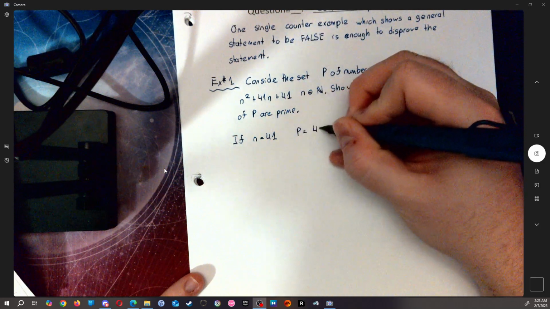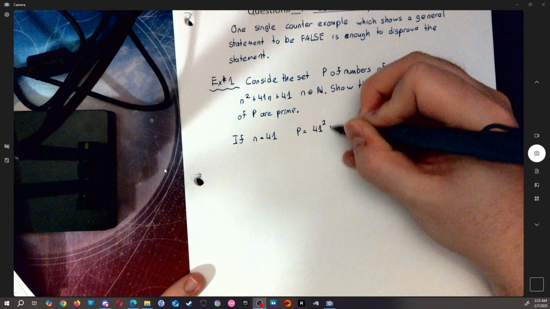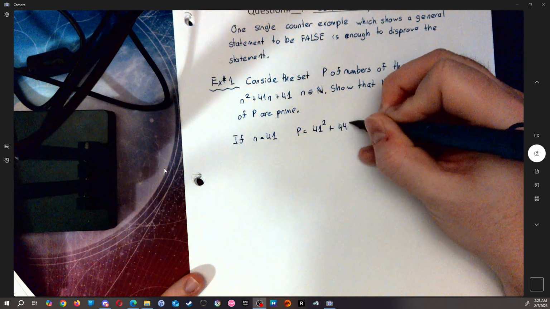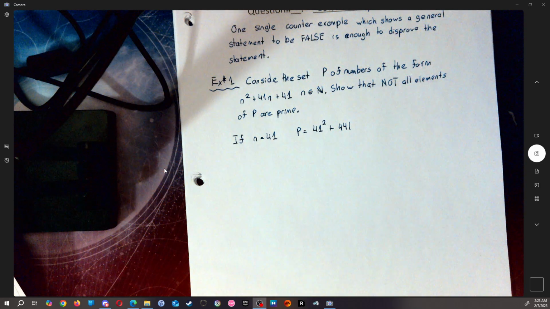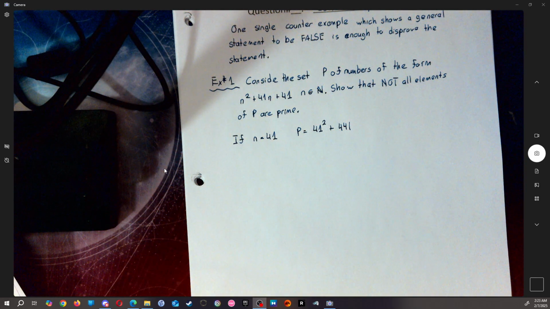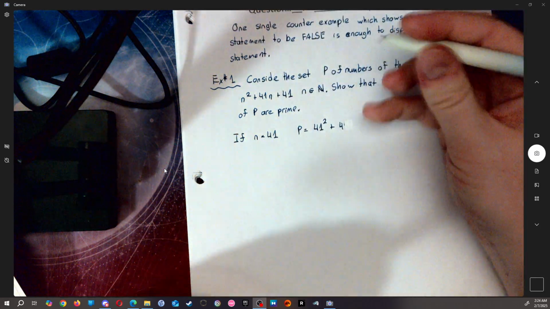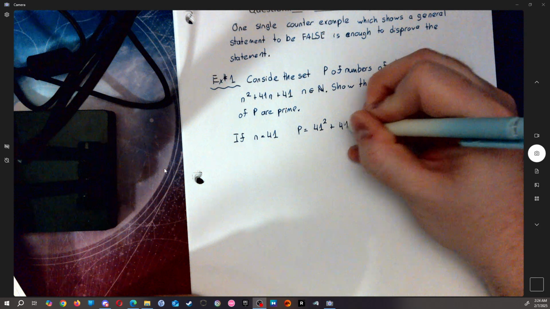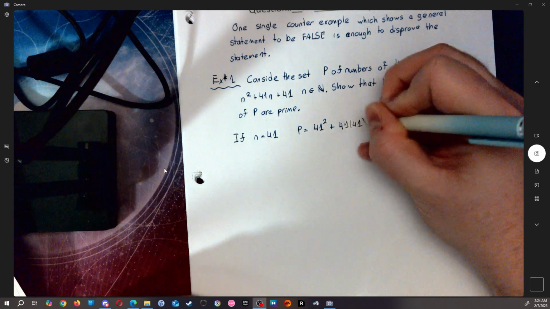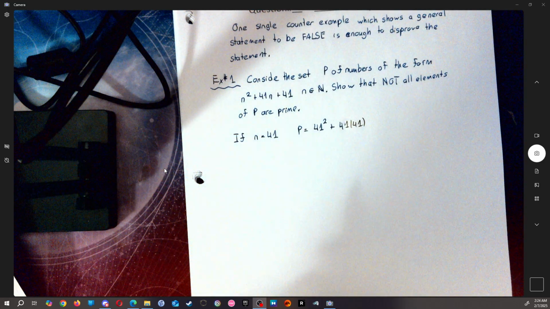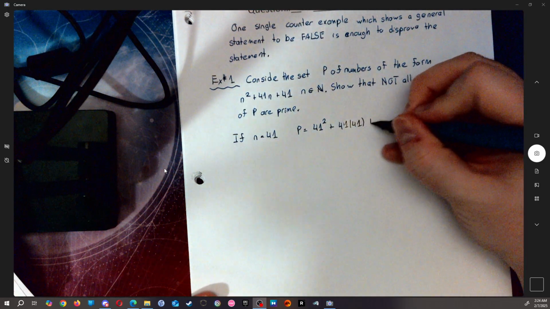equal to 41 squared plus 41 times, oh my gosh, sorry. It is late and I'm tired, so I'm speaking one thing and writing another. And I've also misplaced my whiteout. There it is. So 41 times 41 plus 41.